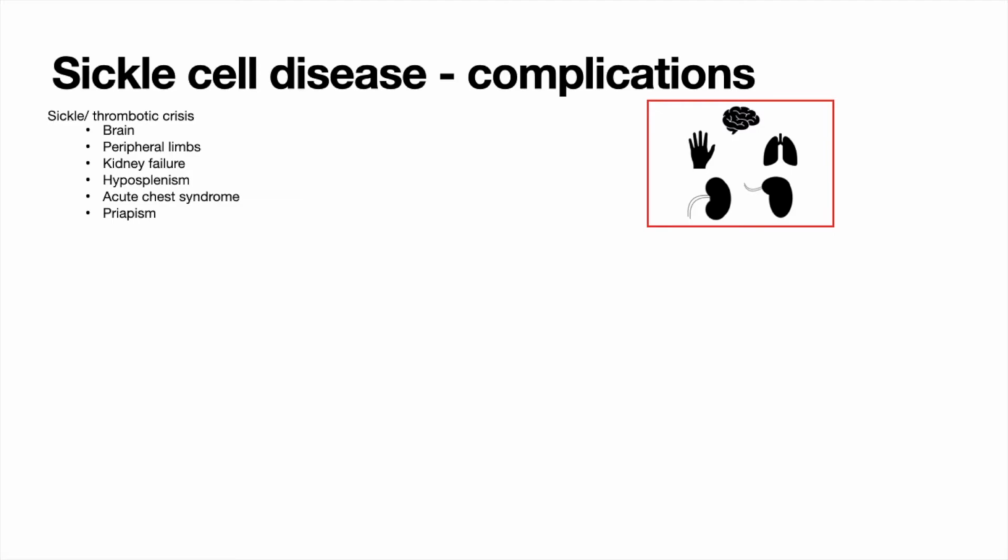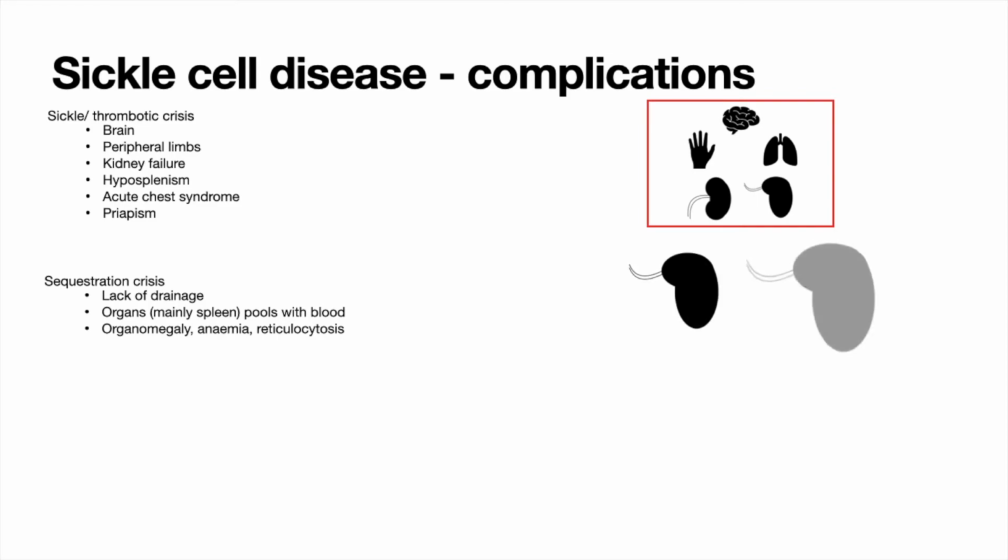The second type of crisis is a sequestration crisis, and this is thought to occur when the sickle cells block off drainage of a vein, for example, of the organ, and those organs, usually the spleen, start to pool up with blood. And instead of getting hyposplenism, we end up getting organomegaly and splenomegaly, and this will be coupled with anemia and reticulocytosis because, again, the body's trying to counteract that drop in red blood cells.